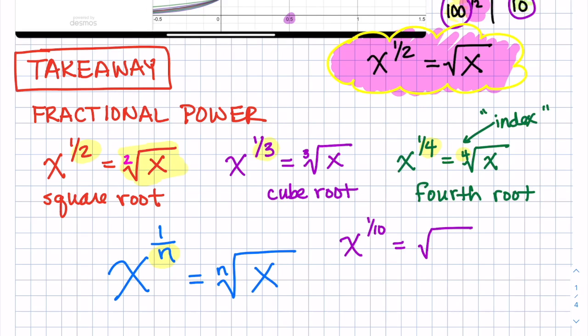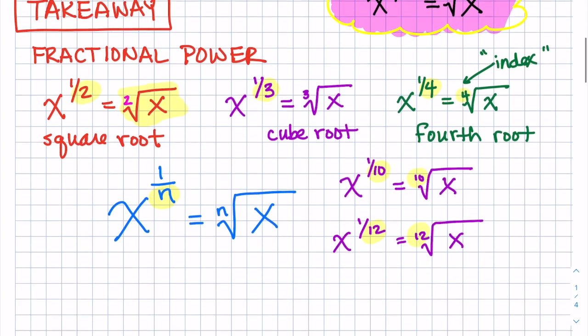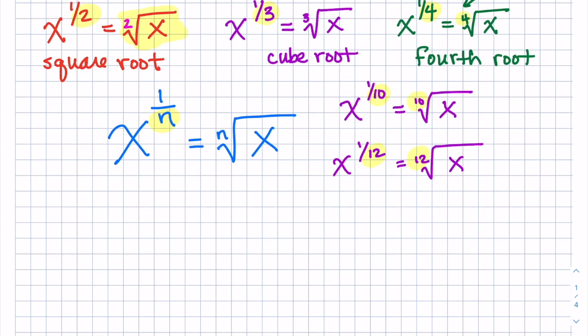That's the same as saying 10th root of x. If I gave you x to the 1/12th power, that's the same as saying 12th root of x. Okay, so this number on the bottom always becomes the index, or the number sitting right on top of the radical. And so your next question is going to be, well, what if I have both?